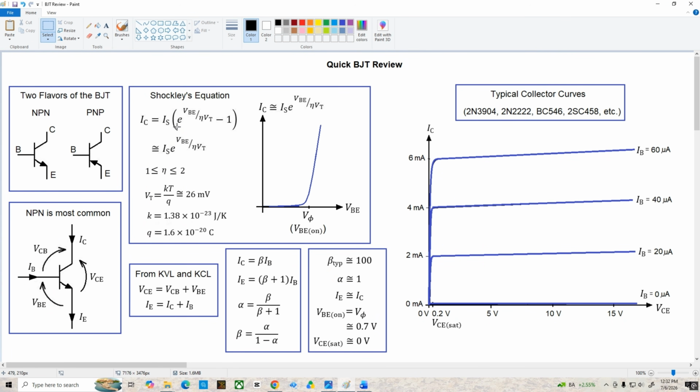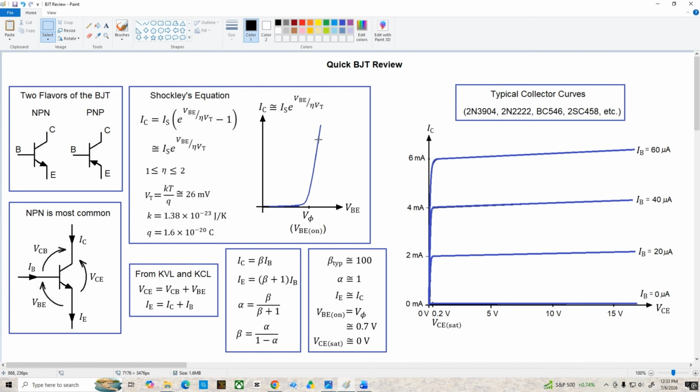Now, up inside the parentheses here in Shockley's equation, we're subtracting 1 from this exponential, but most of the time we can just ignore this because under normal operating conditions, e to this power works out to be 1,000,000 or more, so subtracting 1 really doesn't make much difference. So we'll usually use this approximation for Shockley's equation, and that's shown over here above a graph of the equation.